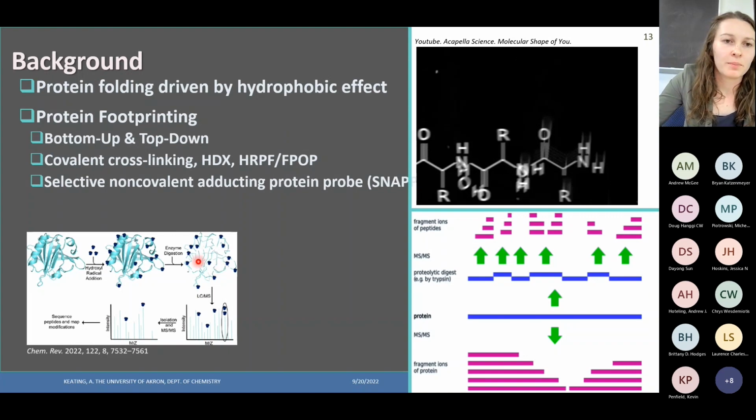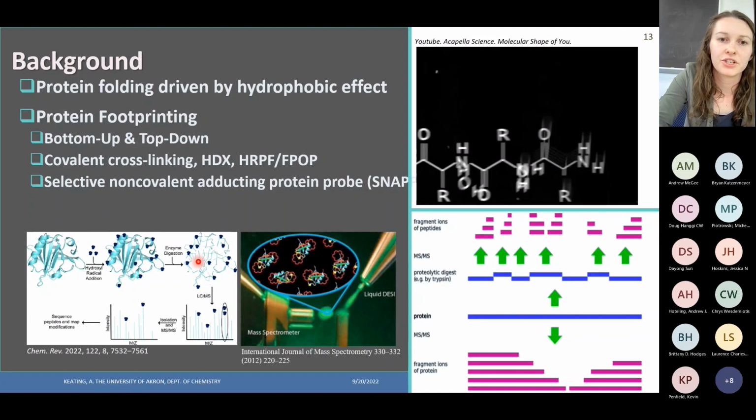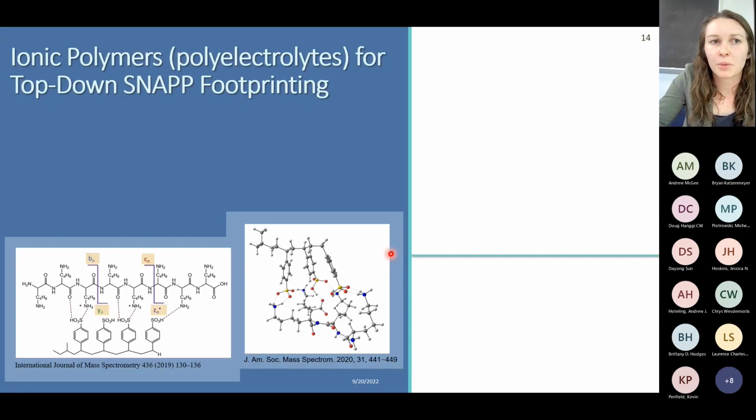Julian Ryan from UC Riverside developed a selective noncovalent adducting protein probe about 20 years ago, and they used crown ethers to form adducts with any residue on the protein. This gave them stoichiometric information about the amount of residues on the surface that carried basic charge or basic functional groups. However, there wasn't any sequencing capable with this because that interaction was not strong enough to survive tandem mass spec.